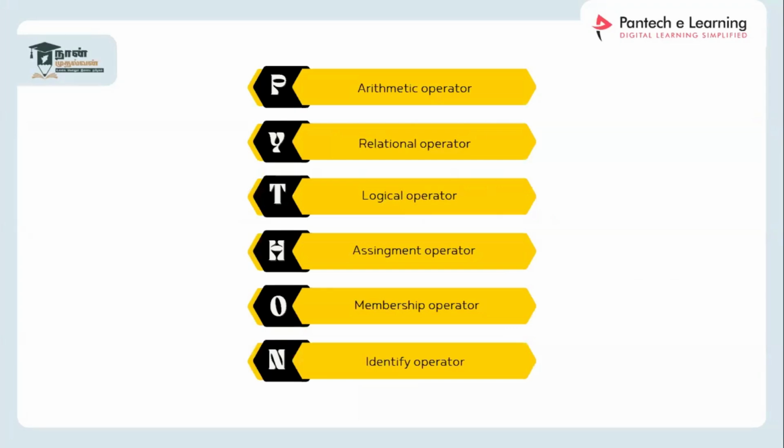So what is the major use of these operator methods? They are used to calculate two particular values, to calculate or assign, and also to maintain and create values. There are six kinds of operators. The first one is the arithmetic operator, relational operator, logical operator, assignment operator, membership operator, and identity operator. There are six kinds of operators.